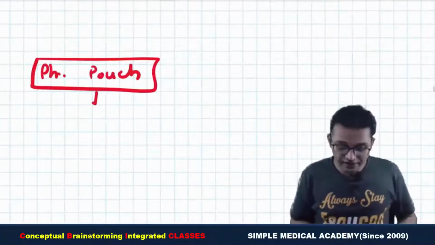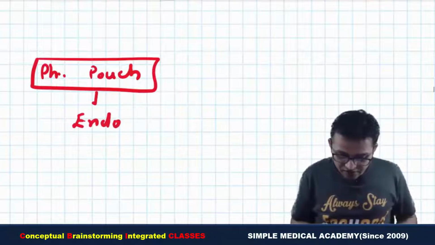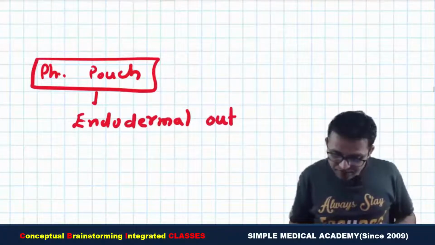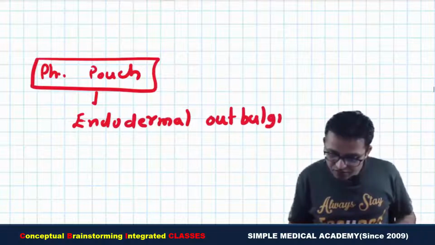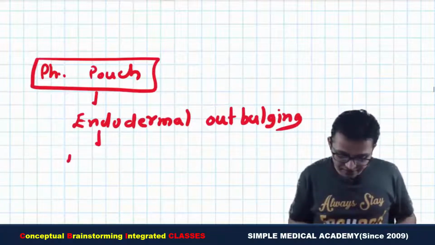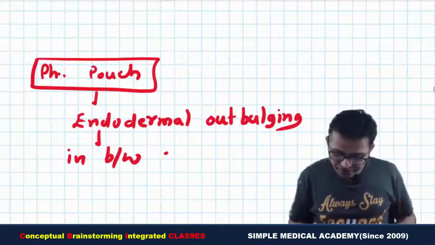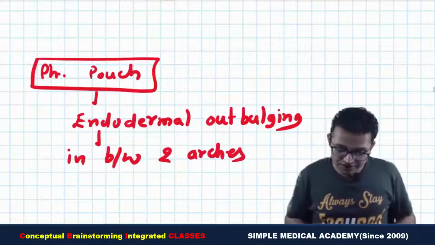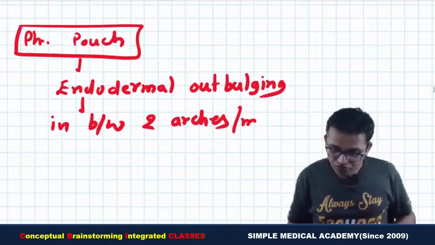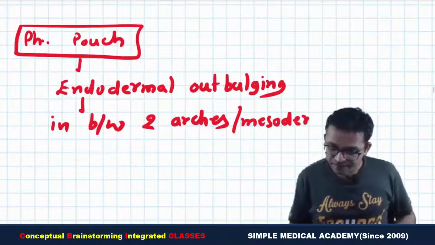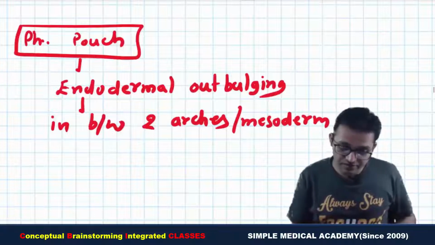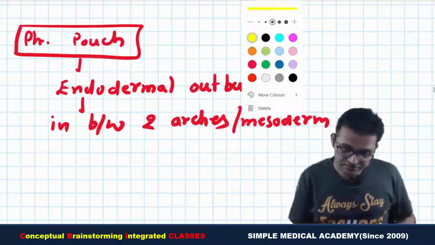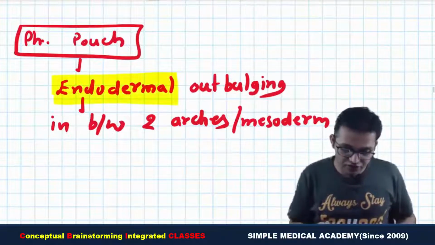Okay, what you have to write down? These are endodermal outbulgings, in between two arches, or you can say in between the two mesoderm. What you have to remember is that these pouches are endodermal in origin.